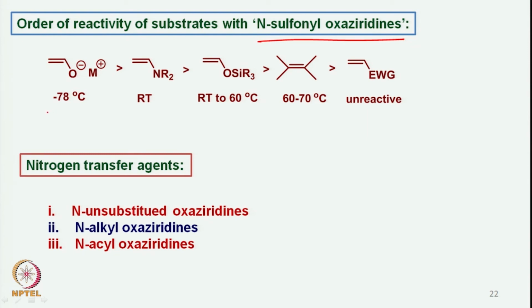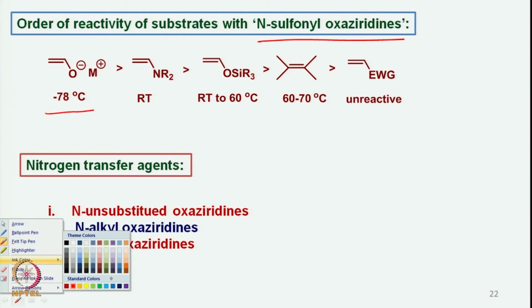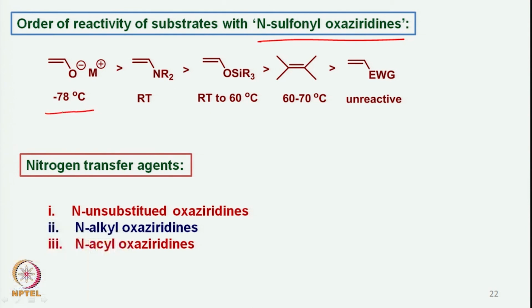Now, you can see that the enolate ions can easily be prepared at low temperature such as -78 degrees, and these enolate ions can react with the N-sulfonyl oxaziridines very fast, because you have a clear negative charge and therefore the nucleophilicity of the double bond is very high. So, we use -78 degrees, which means a very low temperature.